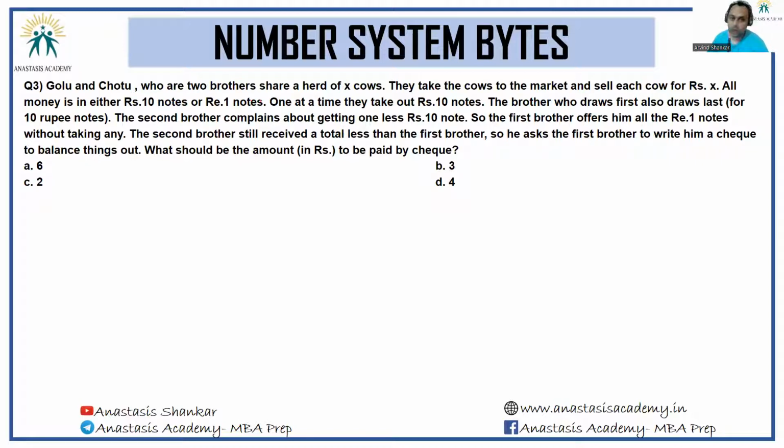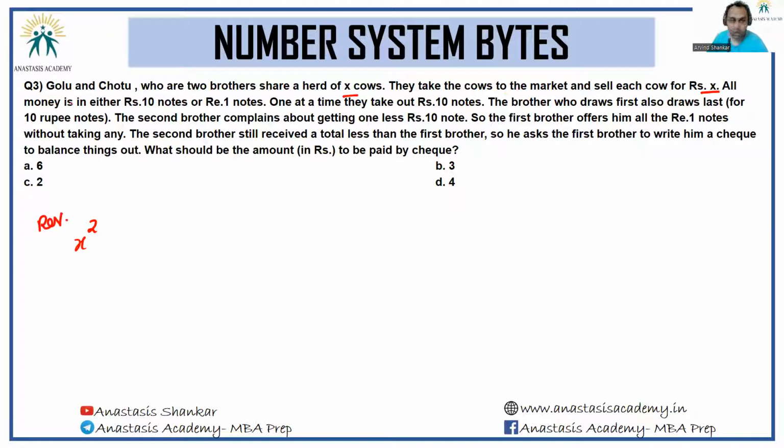Golu and Chotu, who are two brothers, share a herd of x cows. They take the cows to the market and sell each cow for rupees x. Okay, so if they had x cows and they sell each cow for rupees x, can I say the total money that they have generated, total revenue generated by them, is x square?